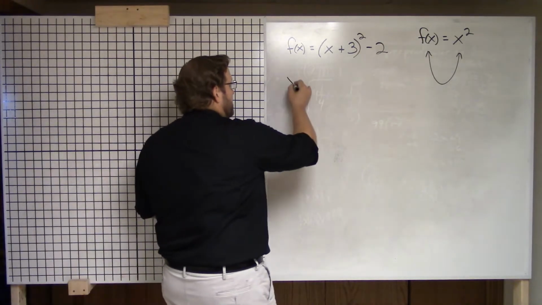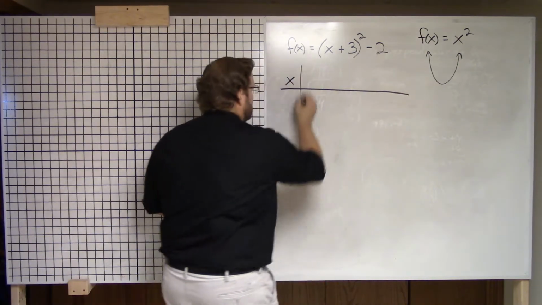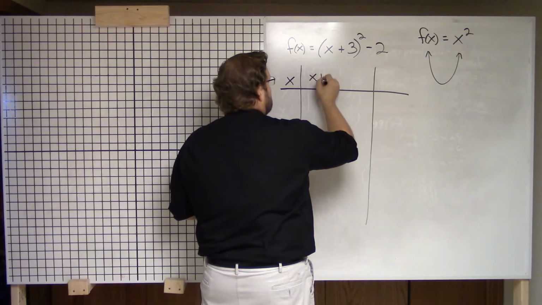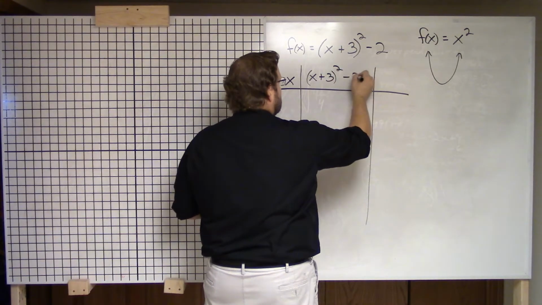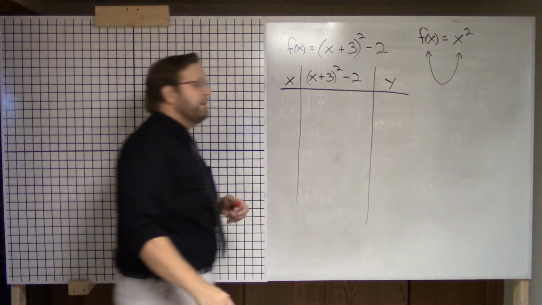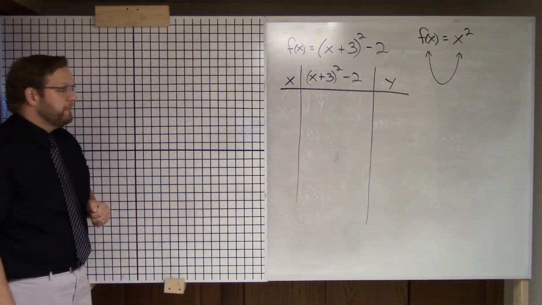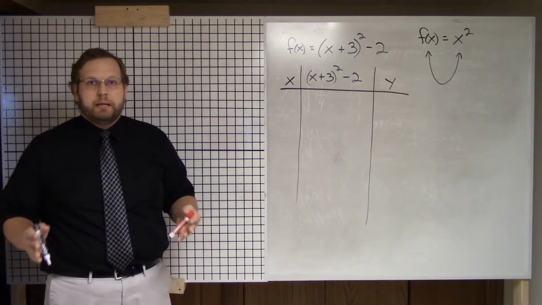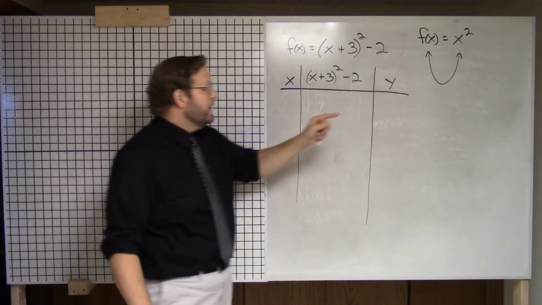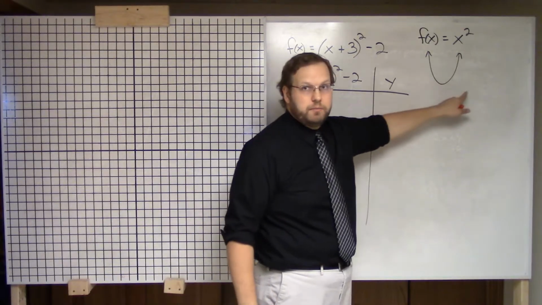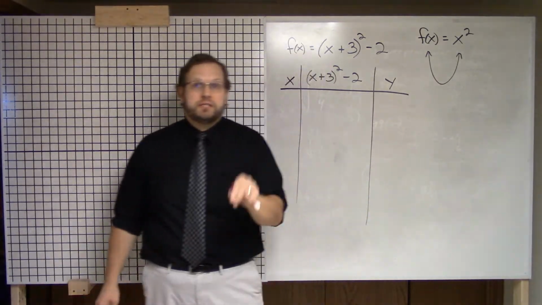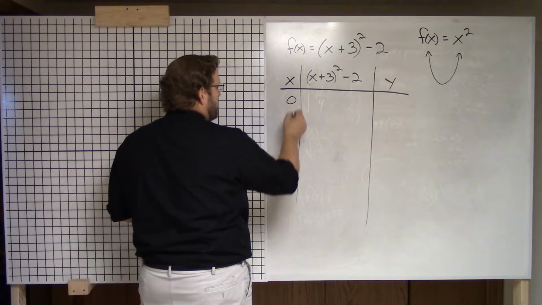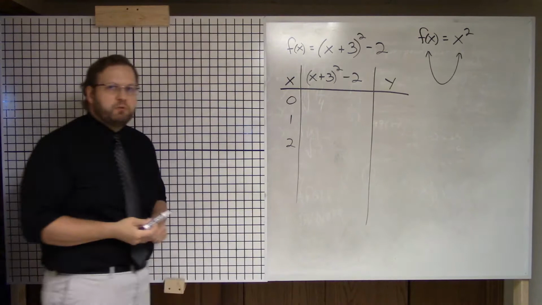So I'm going to create a table. I'm going to plug in a bunch of x values, and then I'm going to calculate that (x plus 3) squared minus 2 to pop out my y values. So, which x values do we pick? That's up to you. But pick enough so that you end up with this U shape. Do not stop until you see the U shape. So, if I'm going to go with, let's say, 0, 1, and 2. Let's just see what happens with that.